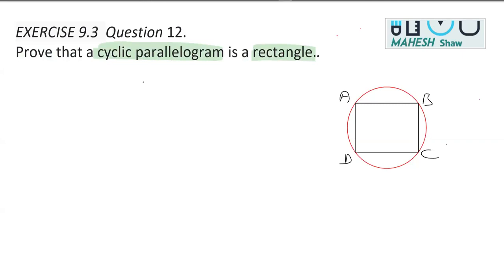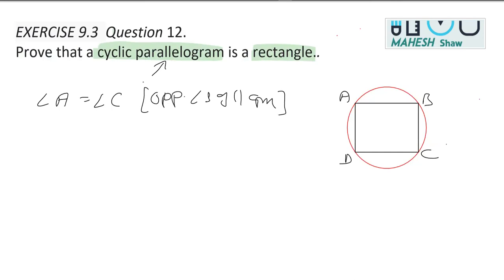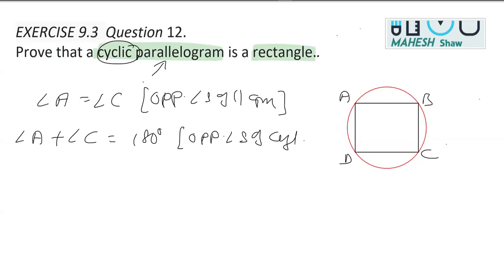So we'll begin with using the property of a parallelogram. You can say angle A is equal to angle C, and the reason is opposite angles of a parallelogram are equal, as you should know. Further, since it is cyclic, therefore angle A plus angle C should be equal to 180 degrees. And the reason for this is opposite angles of a cyclic quadrilateral. So these are the two reasons you should give for these two steps.